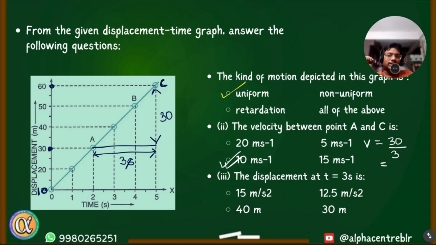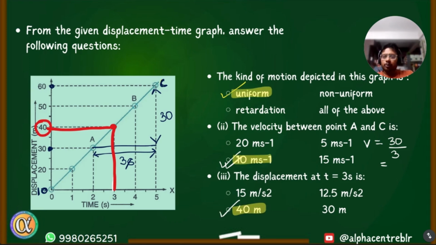What is displacement at t equals 3 seconds? Right at 3 seconds, what's the displacement? That you can directly tell from the graph. When time is 3 seconds, at that time, what was the displacement? 40. At 3 seconds, it is 40, right? That's all.